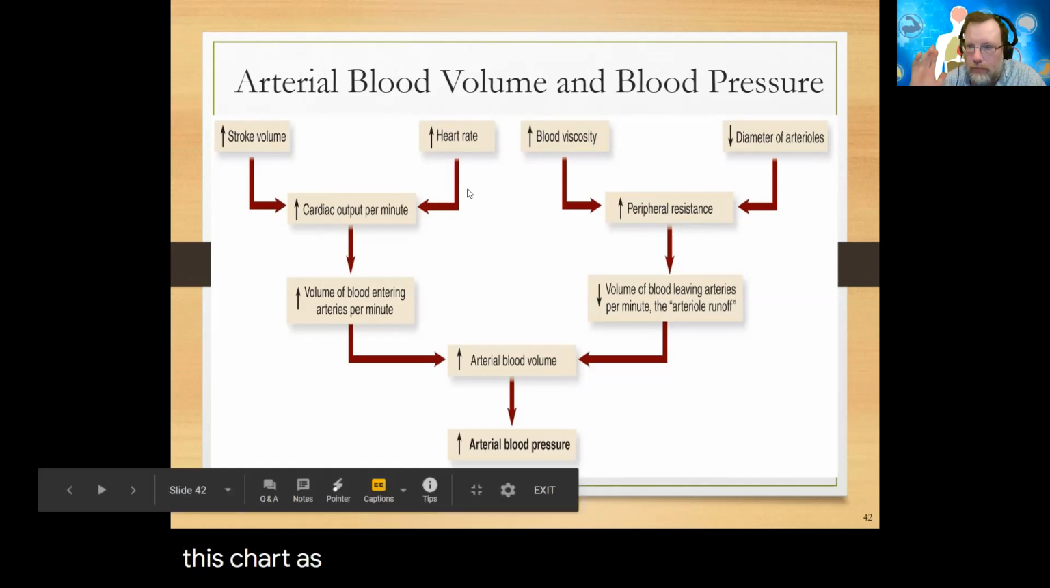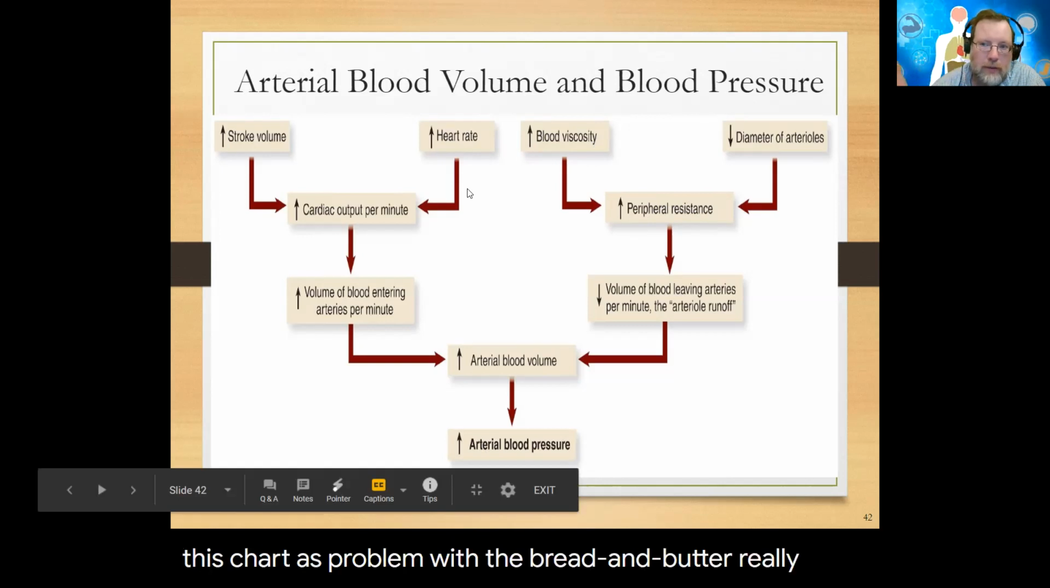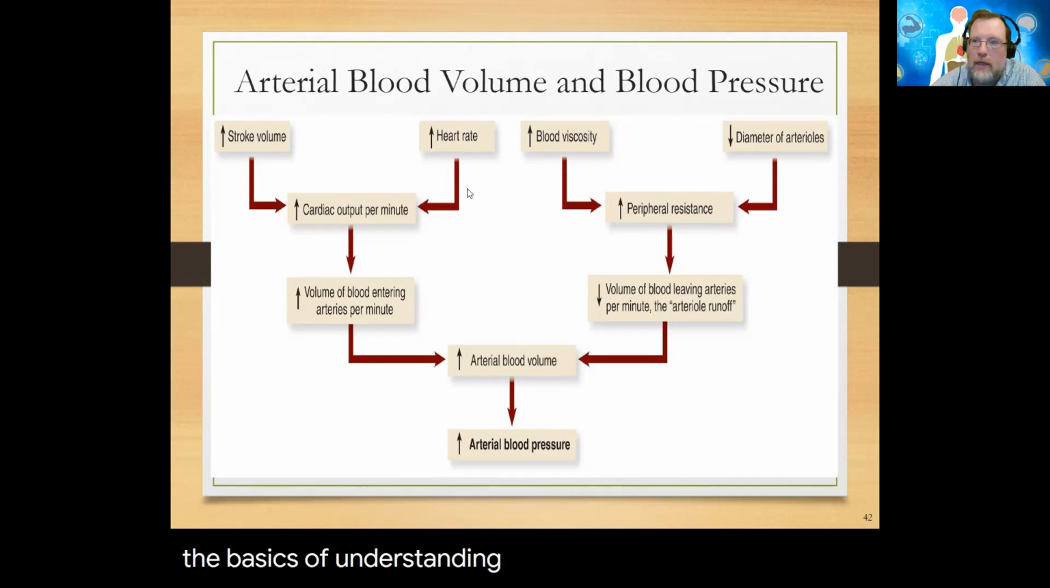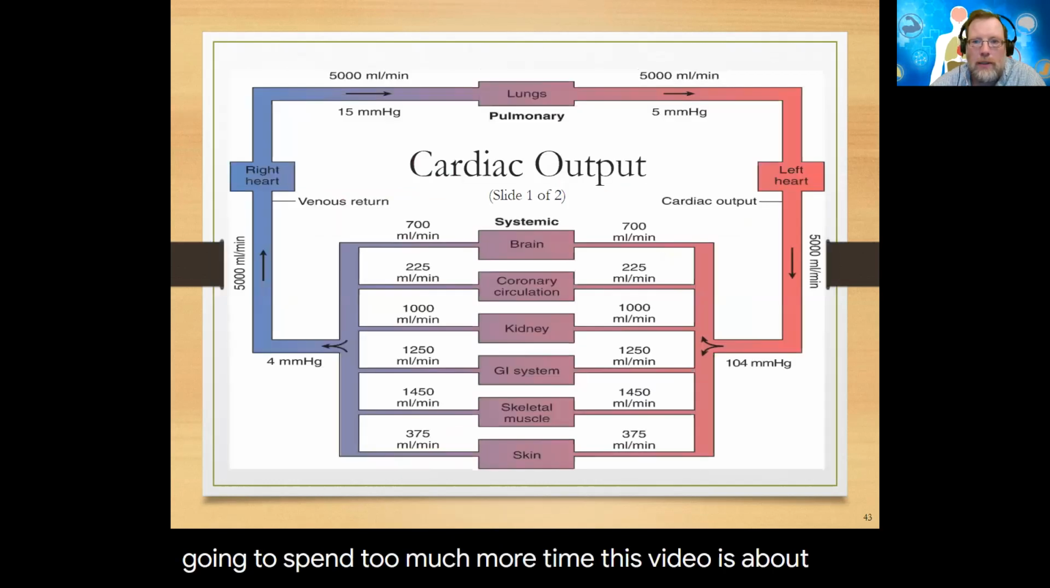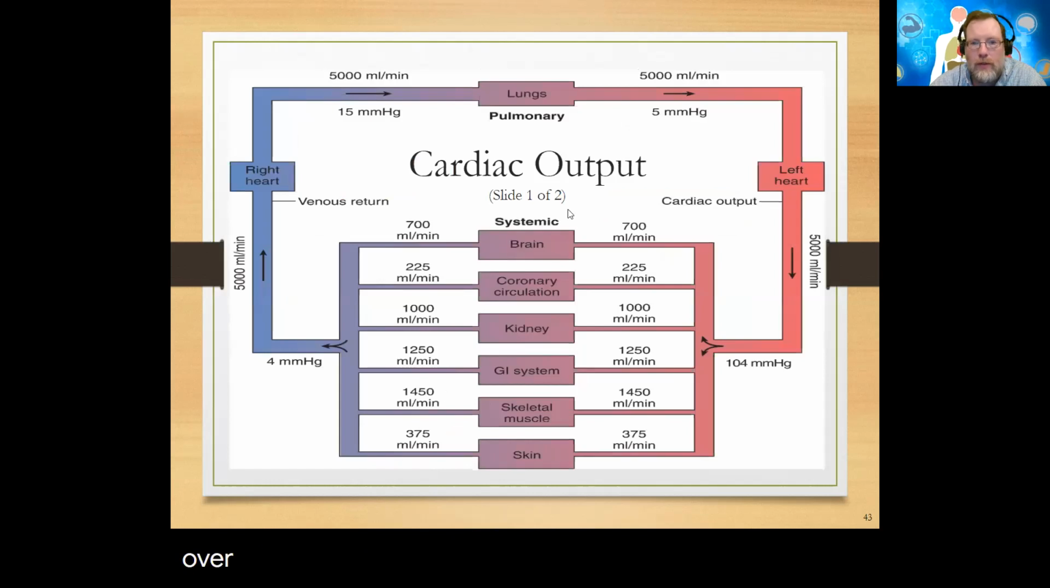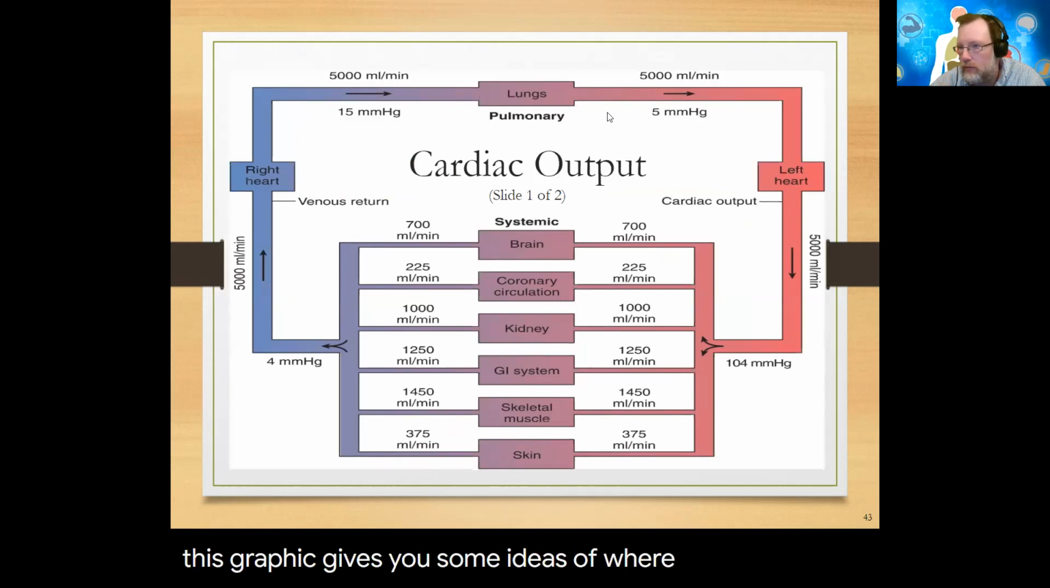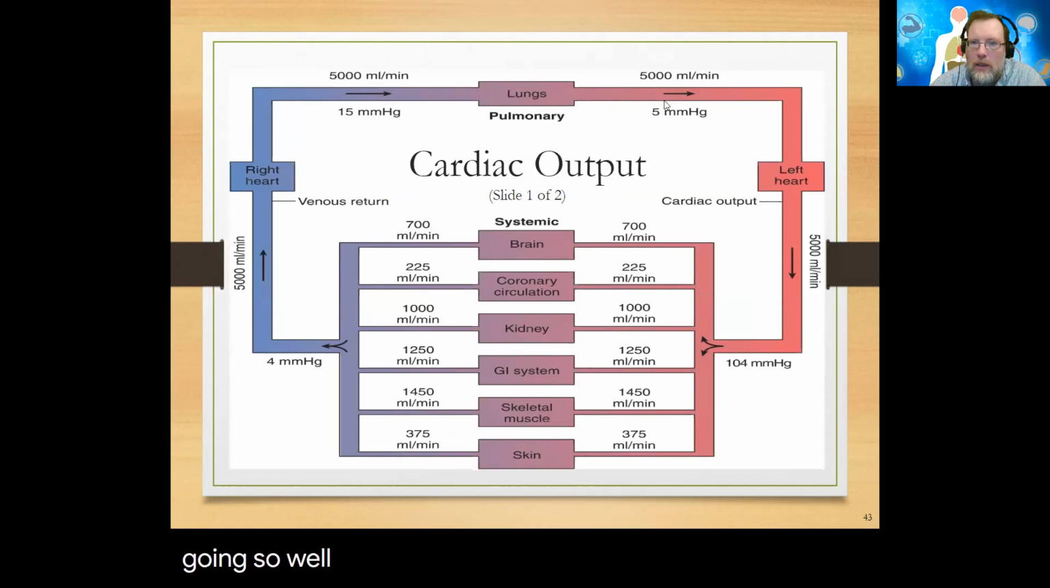So anyhow, this chart is probably the bread and butter, really, of the basics of understanding hemodynamics. So I'm not going to spend too much more time. This video is about over. This graphic gives you some ideas of where all this blood's going. We're getting, again, that cardiac output of about 5 liters per minute, or 5,000 milliliters per minute. Where does it get distributed?